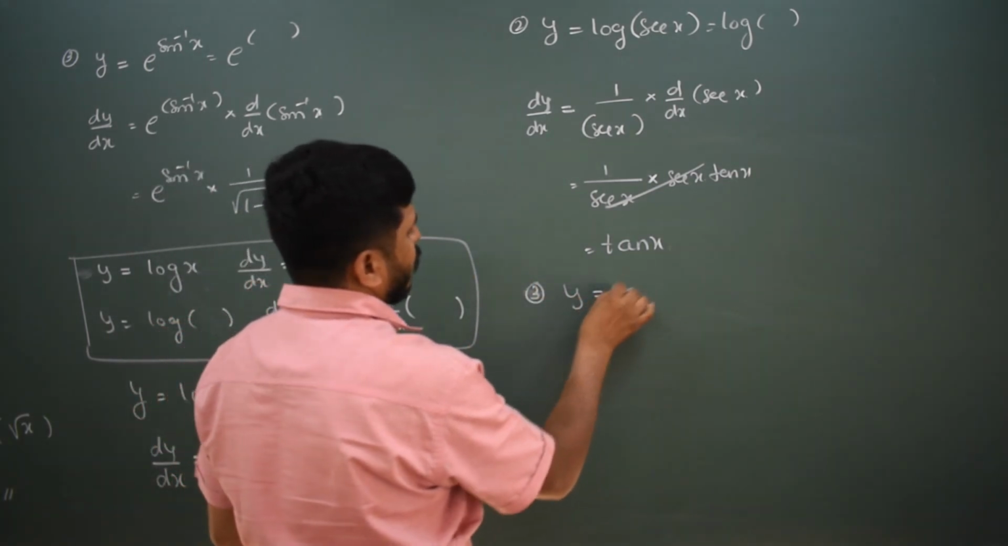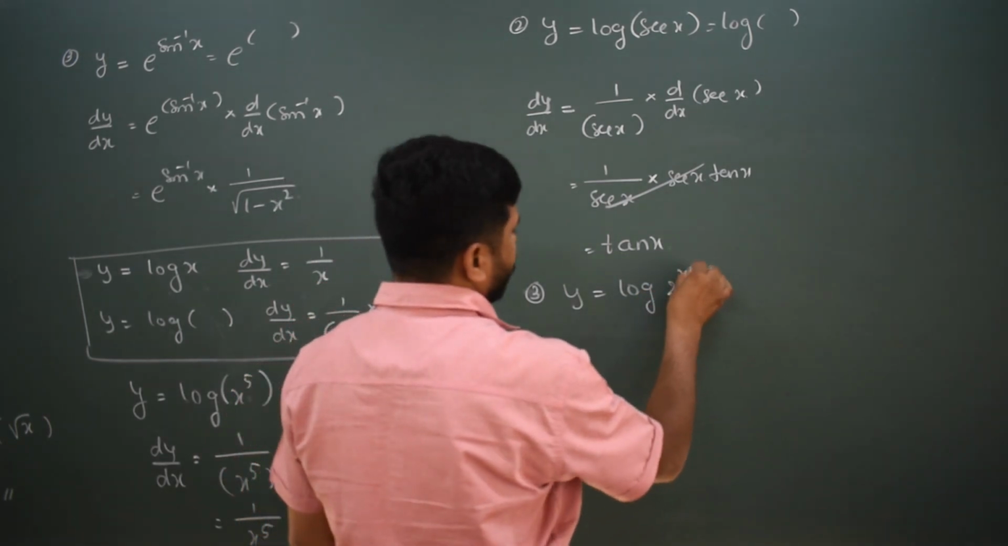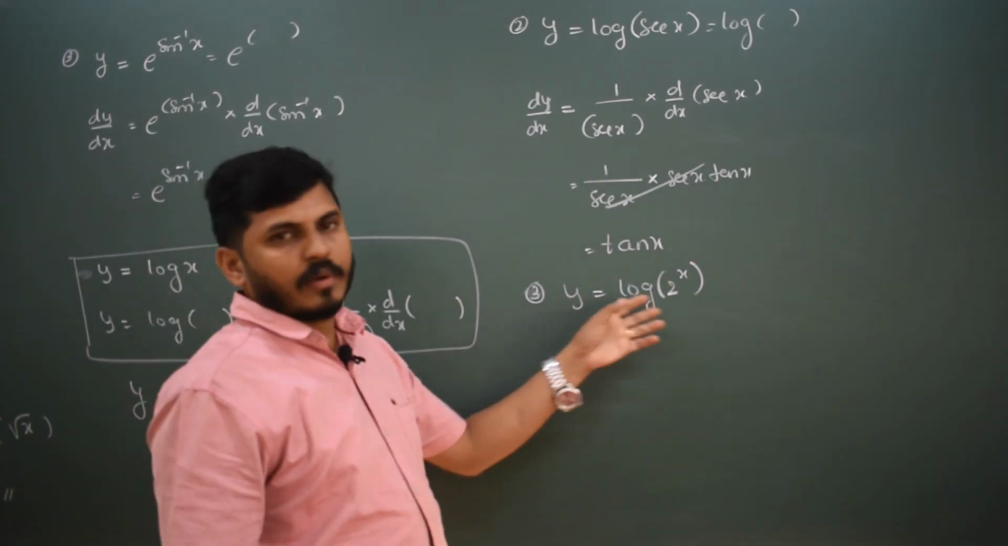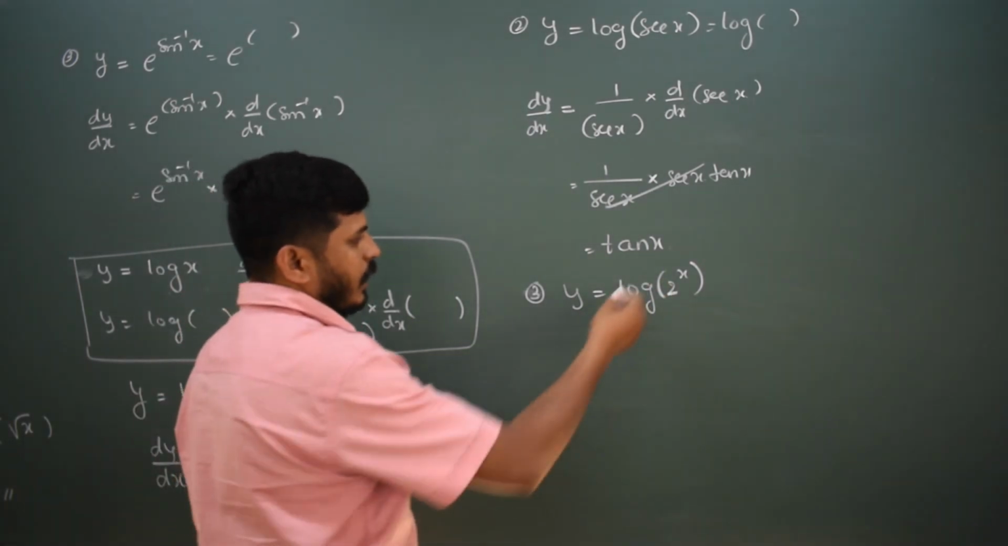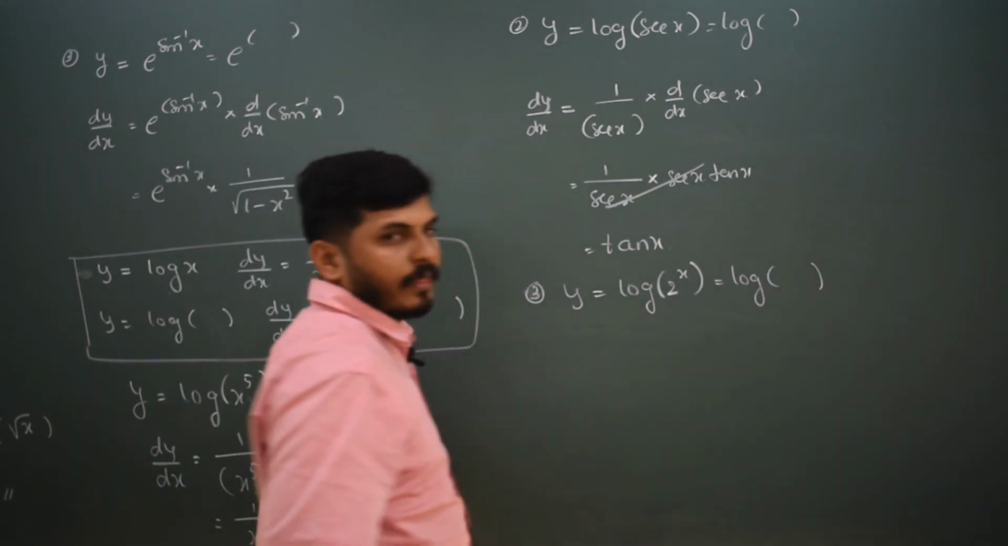So y is equal to log of, say, 2 raised to x. I am not using the logarithm formula, log a raised to m is m log a. I am not using that. Directly I will use the chain rule to differentiate this log of something.